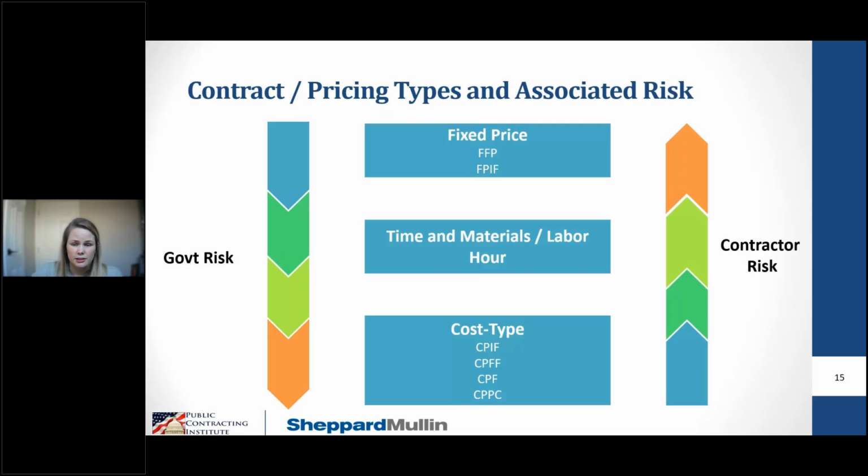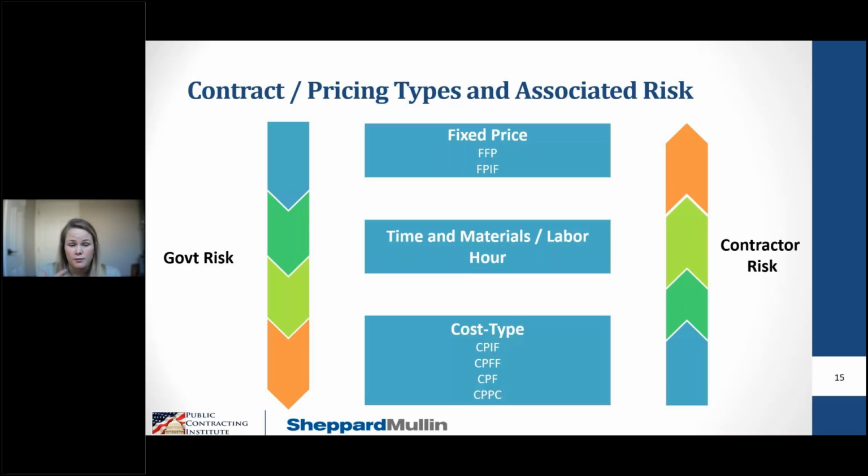So on our sliding scale of risk, fixed price contracts place the most risk on the contractor that there might be cost overruns in performance, for which the contractor is not going to be entitled to an adjustment usually. On the flip side, if there are cost underruns, the contractor is allowed to keep the delta between fixed price and the actual costs, providing that incentive for the contractor to perform effectively, keep costs at a minimum. But this kind of sliding scale of risk is why the government typically prefers fixed price unless there's another justification for why one of these others should be used.